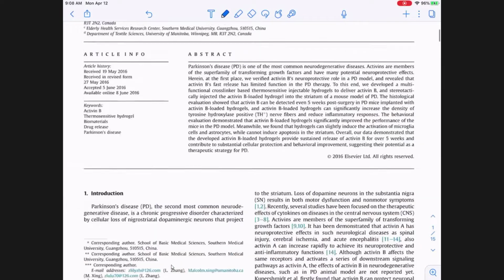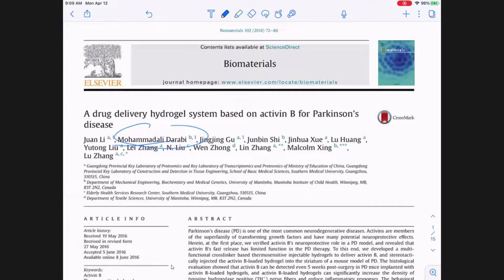And that research is the hydrogel, gel acting to treat disease. This one will be an in vivo model.